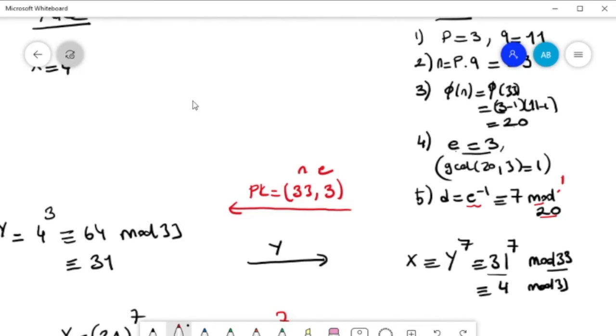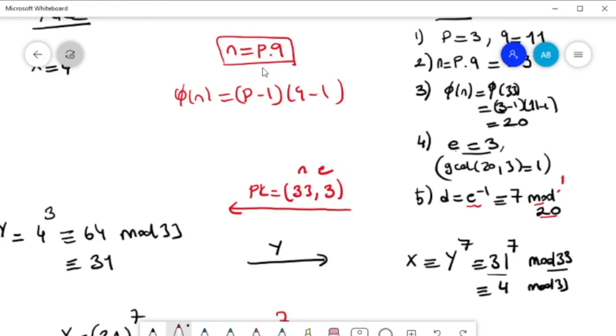In order to generate phi of n, we need to know P and Q, since n is P times Q. We know n, but we don't know P and Q. So the problem here is that the attacker, or Alice, or anyone cannot factorize n into primes.